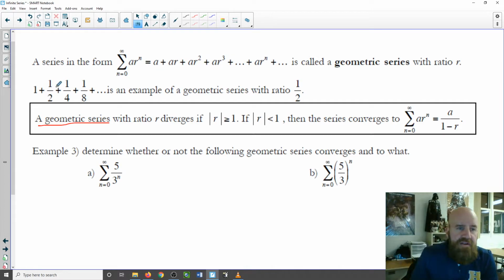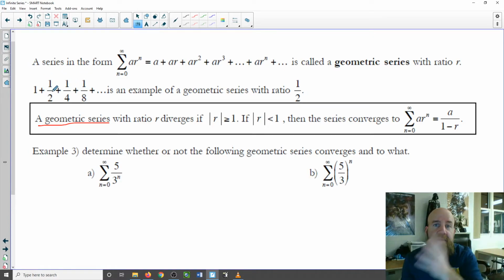So for example, if I had 1 plus 1/2 plus 1/4 plus 1/8, we can say that this is geometric because we're multiplying each value by 1/2. So if we're multiplying by some ratio every time to get the next number, that's a geometric series. And the formatting is this, so we need to remember the formatting. Really we're talking about kind of like an exponential equation here.